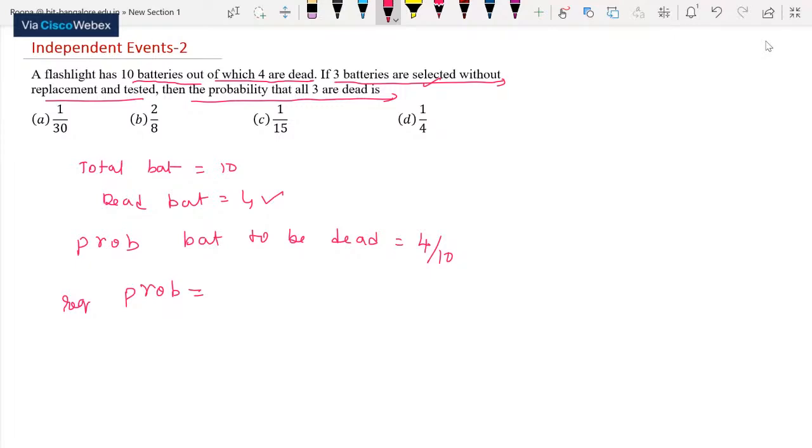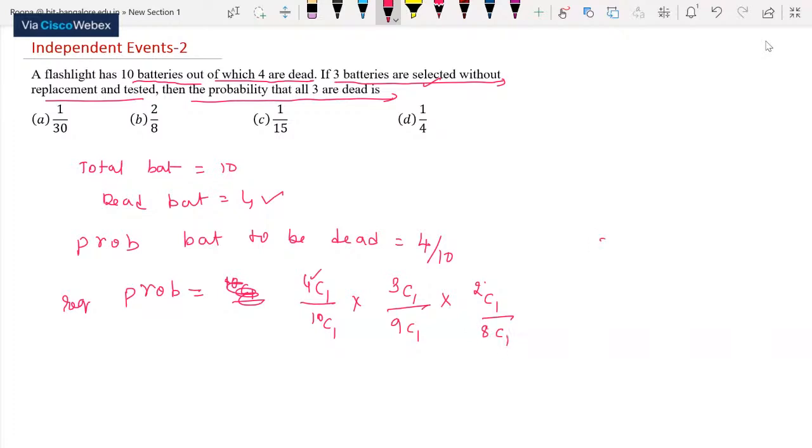So the first selection probability is 4C1 divided by 10C1, the number of dead batteries over the total number of batteries. We are selecting 3 batteries, and we have already selected 1, so the dead batteries remaining are 3C1, and in total also we reduced 1, so 9C1. Coming to the third selection, how many dead batteries are expected? 2C1 and then 8C1.